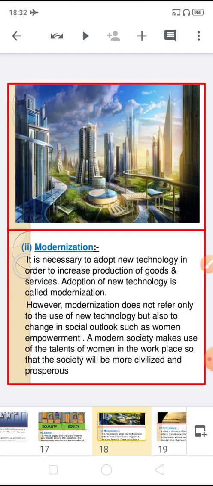For example, a farmer can increase the output of the farm by using new seed varieties instead of the old ones. Similarly, a factory can increase output by using a new type of machine. We also need a change in the social outlook, as modernization also requires change in social outlook, such as gender empowerment or providing equal rights to women also.